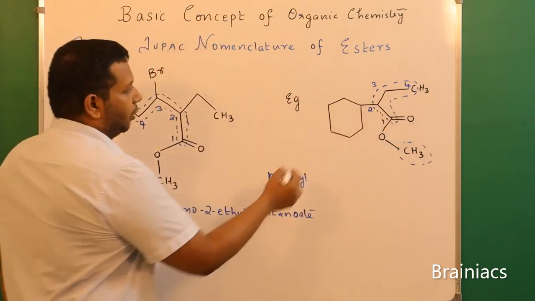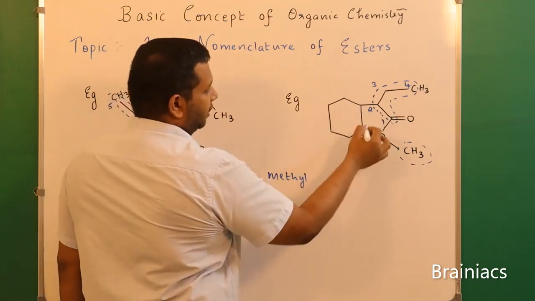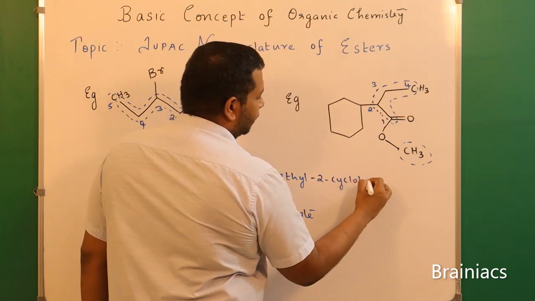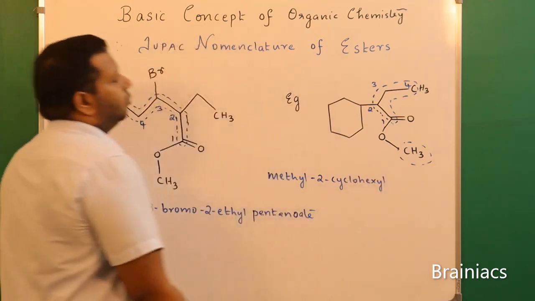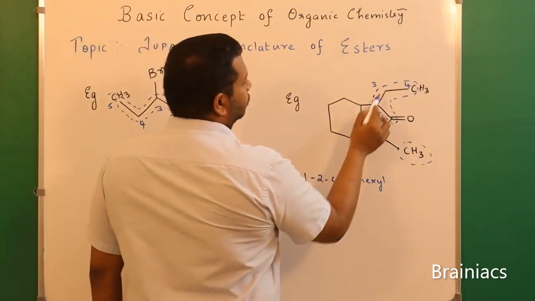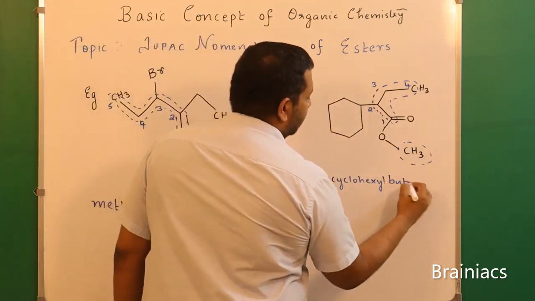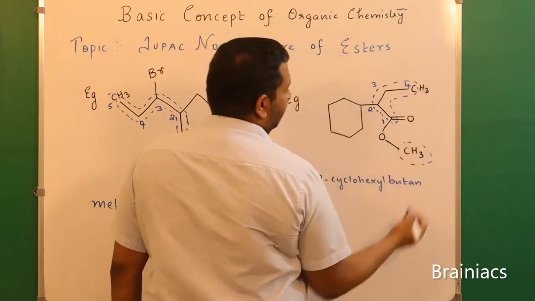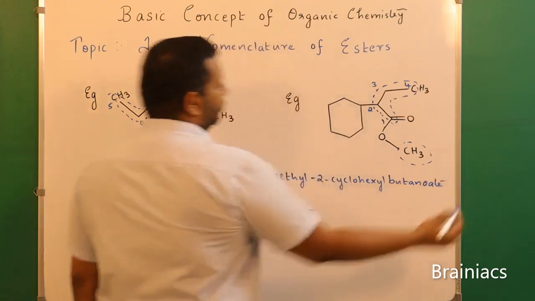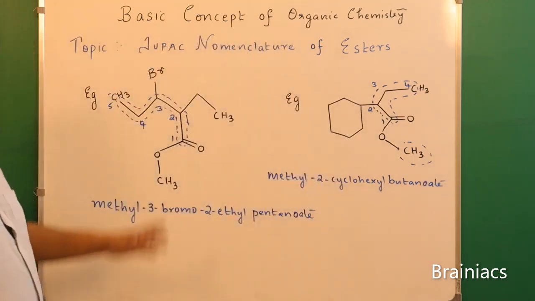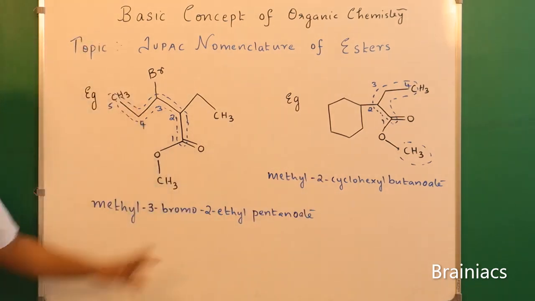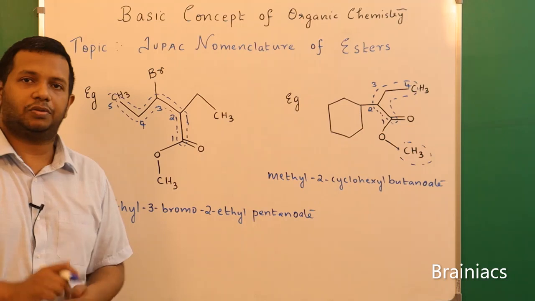Now how can I write it? At the second position there is a cyclohexyl group. So methyl 2-cyclohexyl, correct? Then how many carbons are there? 1, 2, 3, 4. So butane, they are all linked by single bonds, that's why butane-oate. Either you can write butan-1-oate or butanoate. So methyl 2-cyclohexylbutanoate, and this one is methyl 3-bromo-2-ethylpentanoate. So I hope you understood.